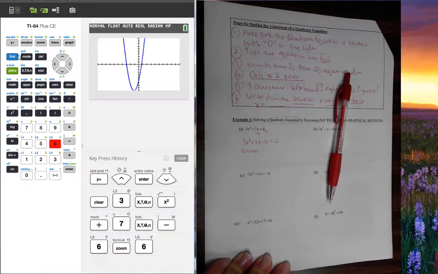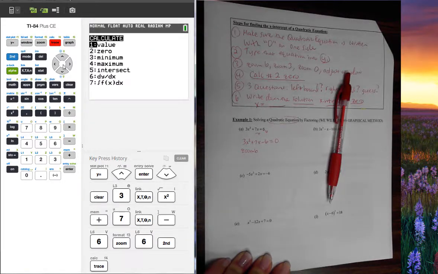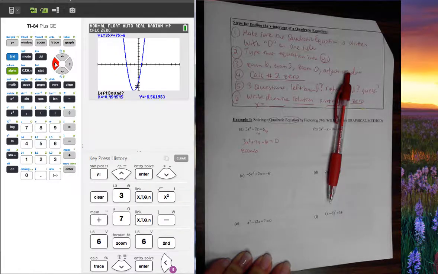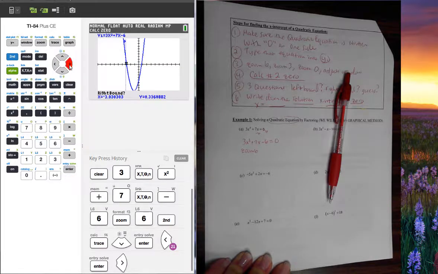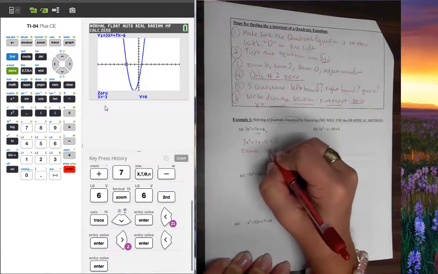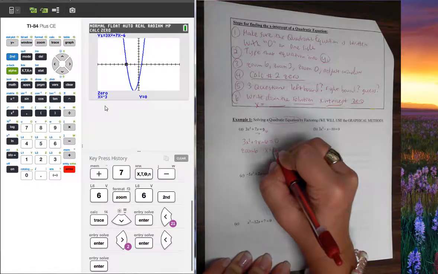So the way you get that answer is you go to the calculate, second calculate, go to the 0. And you got to get your little cursor, move it with your arrow keys to the left of the x-axis, the x-intercept. Get to the right of it, press enter, and then get on it and guess and press enter. And this answer is -3. X equals -3.